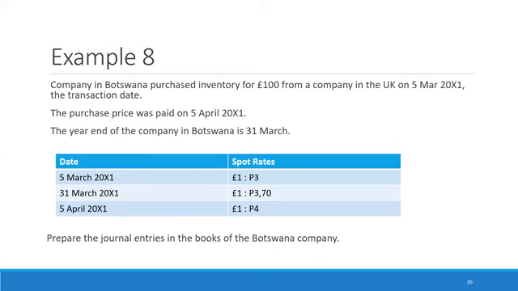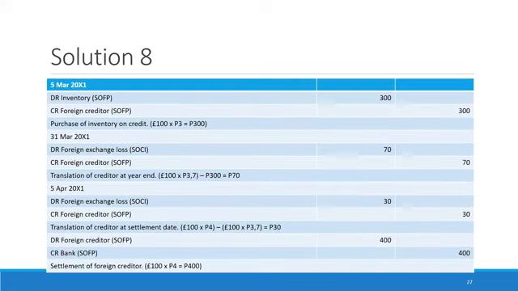The requirement is to prepare the journal entries in the books of the Botswana company. So what did the Botswana company do here? Botswana company purchased the inventory. So they've done some importing. They've purchased something. So they would be debiting their inventory and they would credit a foreign creditor. So that's what we expect to see on the very first day of our transaction date.